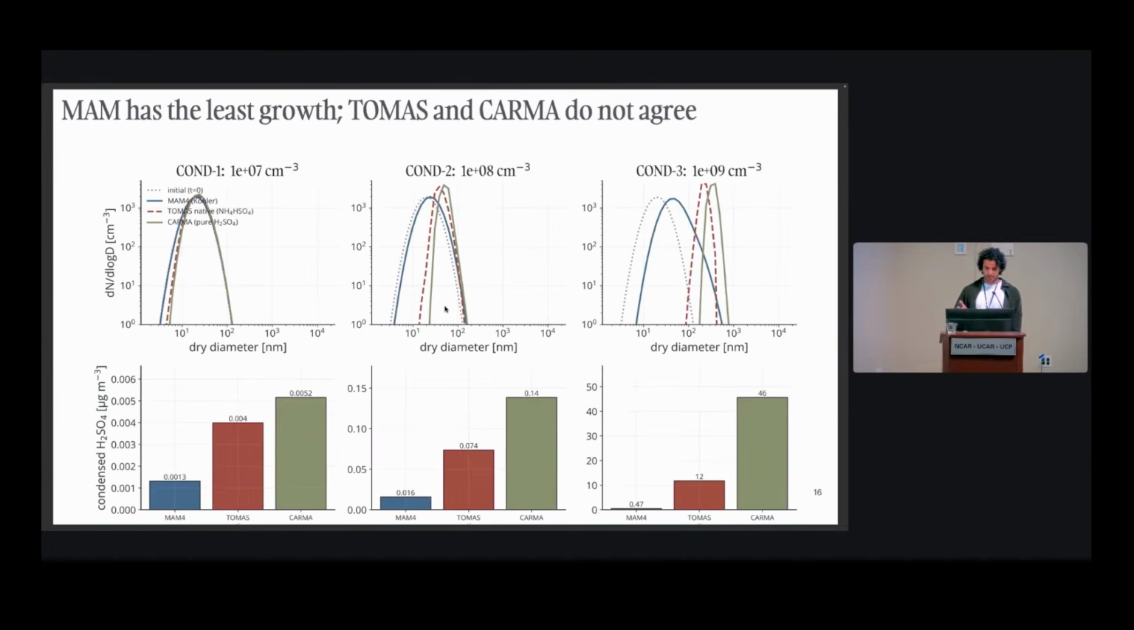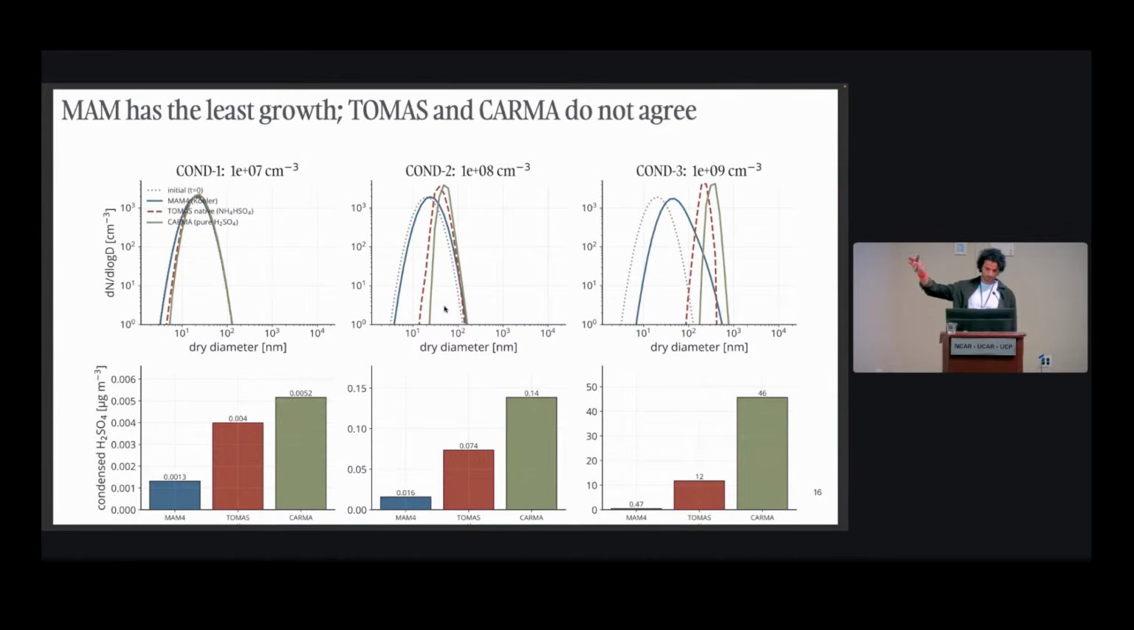So for condensation, I just ran 3 different simulations, and this is ongoing work. Again, initialize the size distribution with the sigma of 1.8 in Aitken mode and 20 nanometer mean diameter. And then I introduced 3 different constant H2SO4 concentration in the gas phase. The first one is 10 to the 7 molecules per centimeter cube, 10 to the 8th molecules per centimeter cube, and then 10 to the 9th. The bottom one shows the total condensation of the H2SO4 after 6 hours.